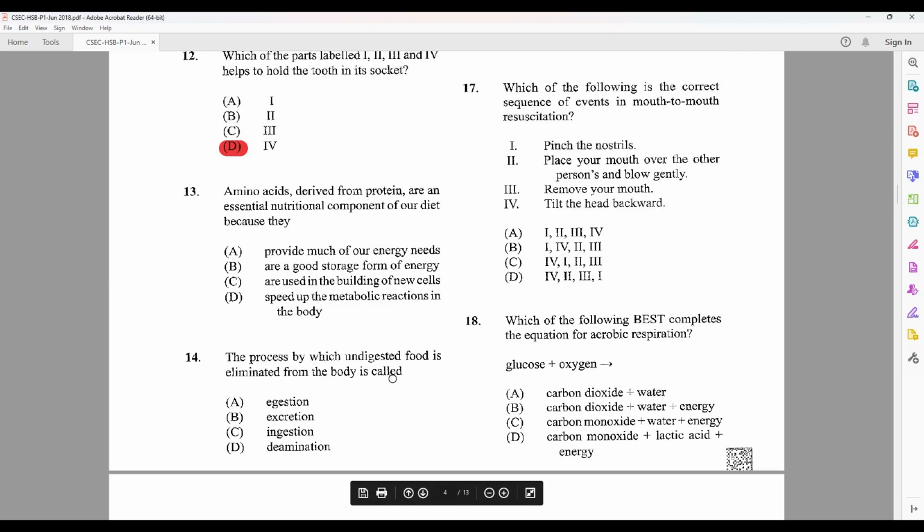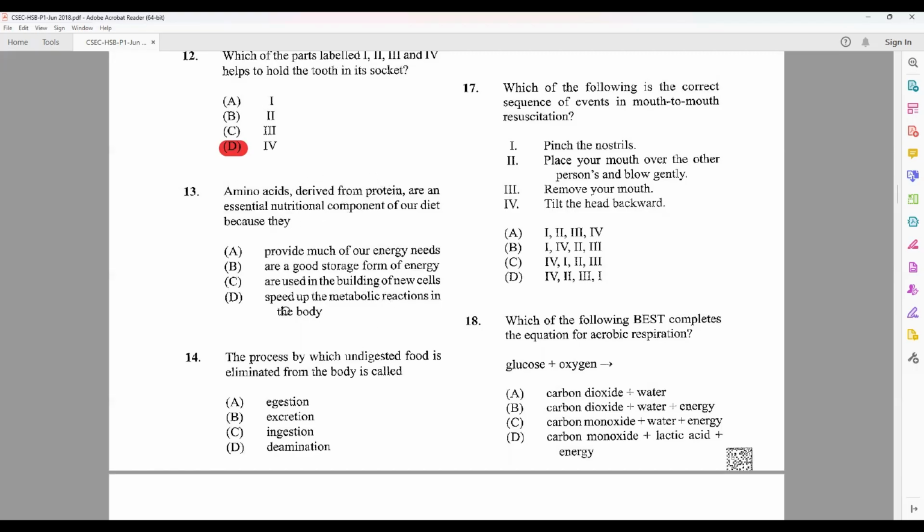Number 13. Amino acids derived from protein are an essential nutrient component for our diet because they do what? You have to complete this. Provide much of our energy needs? That's not the function of proteins. A good storage form of energy? Nah, that energy thing again. Used as a building block for the building of new cells? Yeah, proteins are a good building block, because they talk about the amino acids derived from the protein.